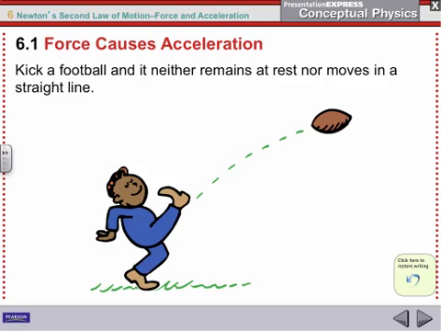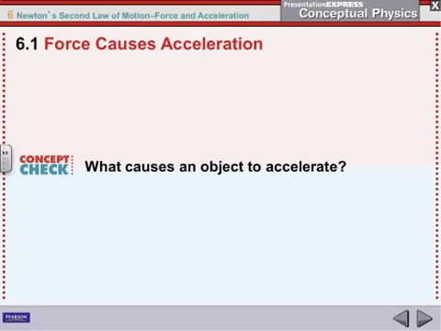Okay? So if you kick this football, it was at rest maybe, you're holding it, then you kick it, and now it's not at rest anymore, and it doesn't move in a straight line. We've got all these forces now acting on it. There's multiple forces. You applied a force when you kicked it. There's a force of gravity as it's moving through the air. So we've got all these multiple forces acting on that, causing acceleration of that particular object.